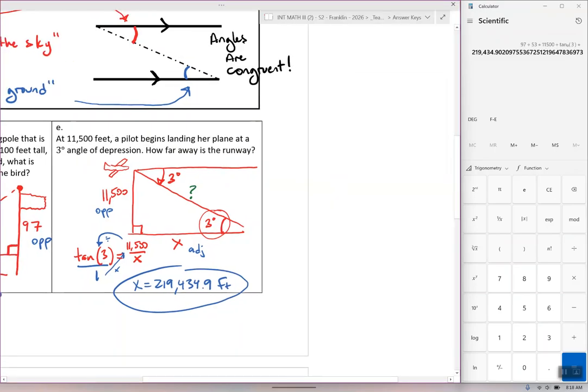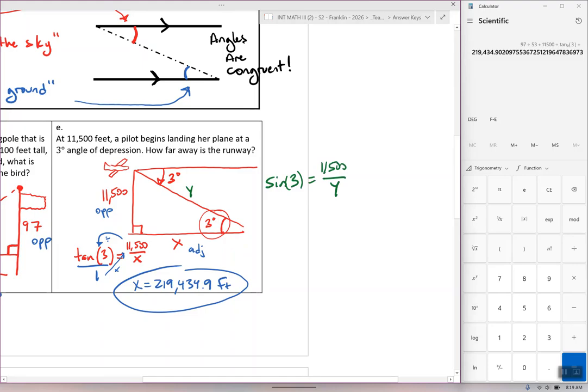Now, just in case, what the problem was actually looking for was the hypotenuse, the distance the plane has to fly, although I think it would have given that context in the question. It would have said, how far does the plane have to fly, or how far from the plane to the runway? But just in case, we'll find it anyway. So what we'll have to use here is the opposite over the hypotenuse, or the sine function. So if I want to find the hypotenuse, I'll say sine of 3 equals 11,500 over y. So I'll call this y.